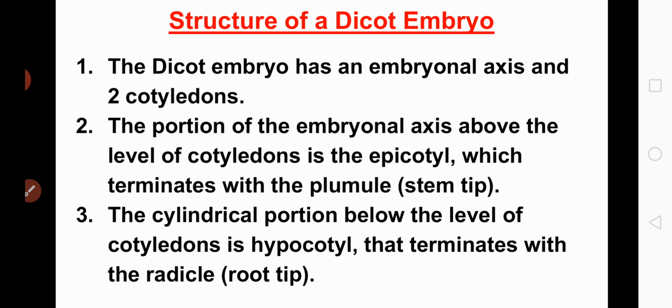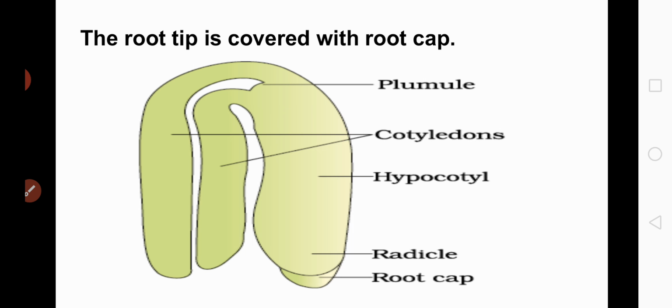So let us move on to the structure of the dicot embryo. The dicot embryo has an embryonal axis and two cotyledons. The portion of the embryonal axis above the level of the cotyledons is the epicotyl, which terminates with the plumule, or the stem tip, and the cylindrical portion below the level of the cotyledons is the hypocotyl, that terminates with the radicle, nothing but the root tip, and this root tip is covered with a root cap.